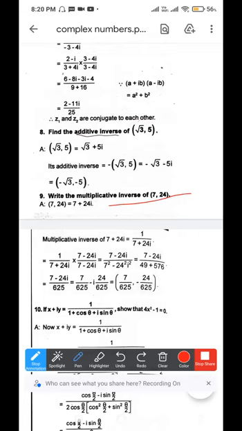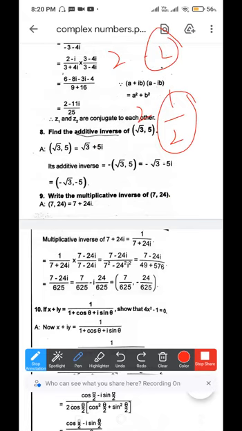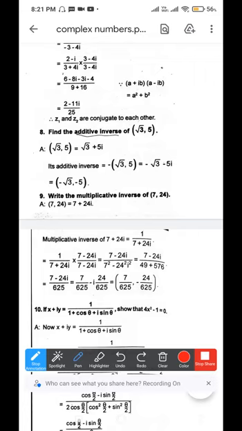Next, multiplicative inverse. What is the multiplicative inverse? If you multiply a number with its multiplicative inverse, then we'll get the answer as 1. Like the multiplicative inverse of 2 is 1/2, and we'll get the answer as 1. The multiplicative inverse of -4 is 1/(-4). The additive inverse of 2 is -2, but the multiplicative inverse is 1/2. So we need such a number that if we multiply with it, we will get 1 as the answer.